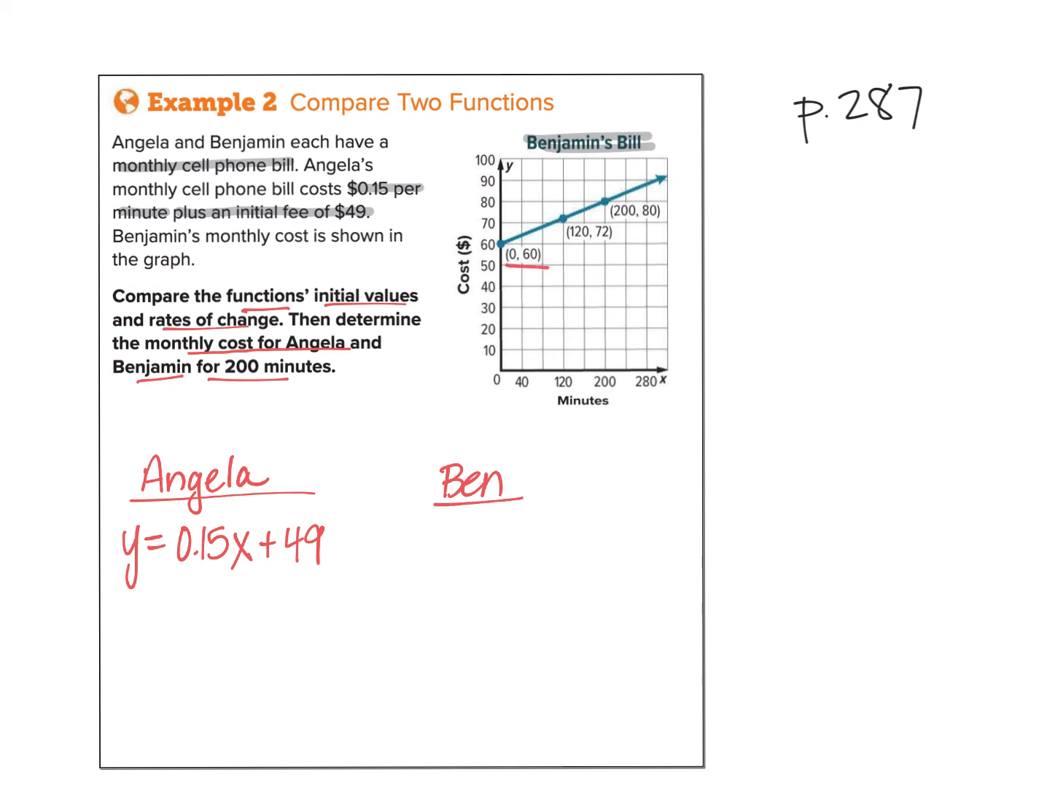Now Benjamin's is kind of nice. You can see on the graph his initial fee. It's $60. So I'm going to put Y equals something plus 60. It started at 60. Now I'm going to choose 2 points from my graph to find the rate of change. Doesn't matter which 2 I choose.